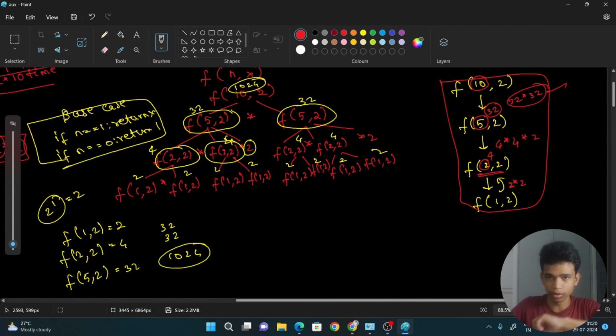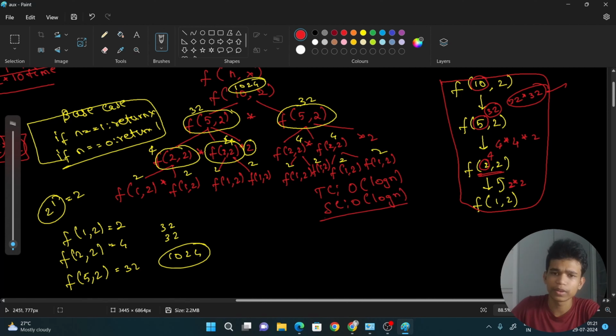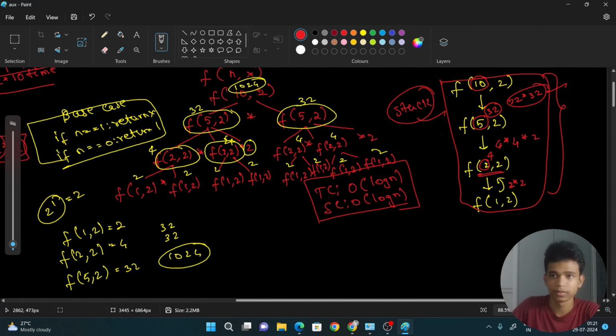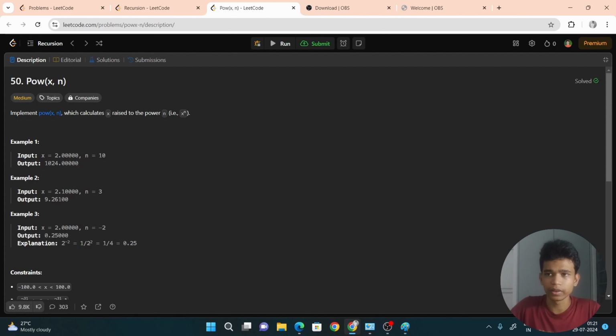Now hold on. What is my time complexity and space complexity? My time complexity will be O of log n, and space complexity is also O of log n. You may ask, why is there space complexity? We haven't used any auxiliary space. No, in recursion we use auxiliary stack space, or internal stack space. It holds the internal stack space, right? So this is how our approach is. Once you have seen the code, it will be more clear.